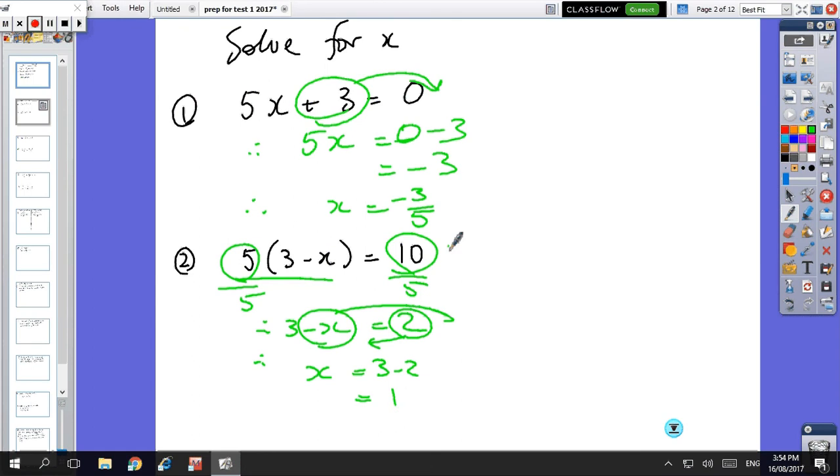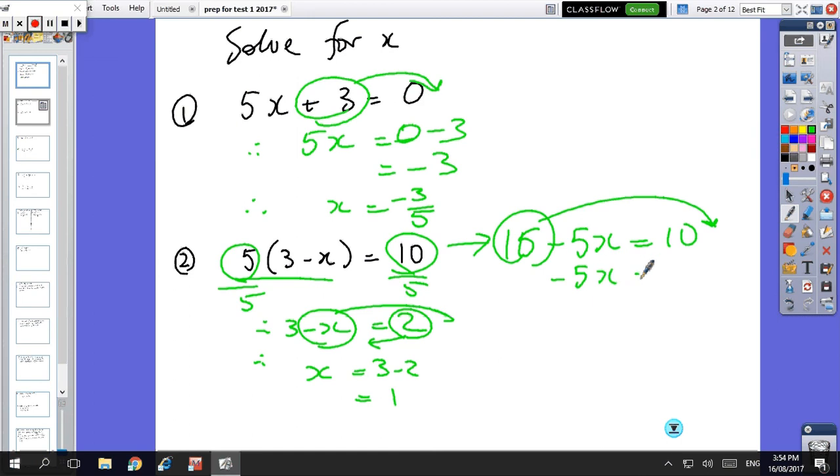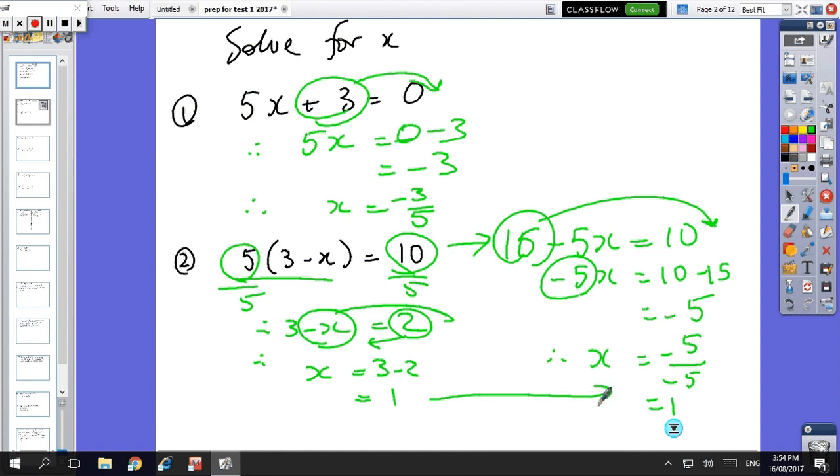The other way of doing it is to expand the bracket, so you've got 15 minus 5x equals 10. Now this time I'll take the 15 across, so minus 5x equals 10 minus 15 equals minus 5, and so x equals minus 5 divided by minus 5 equals plus 1, so the answers are the same. Okay, let's move on to the next page.